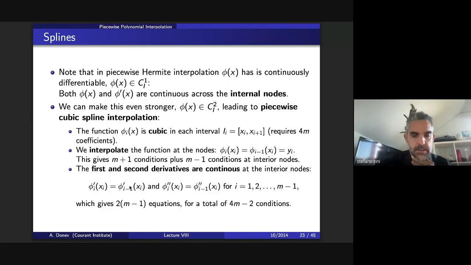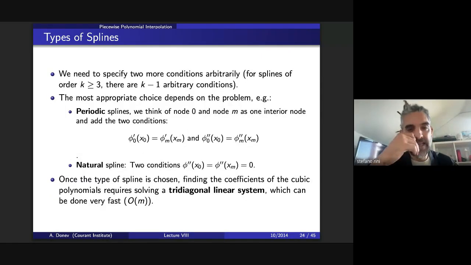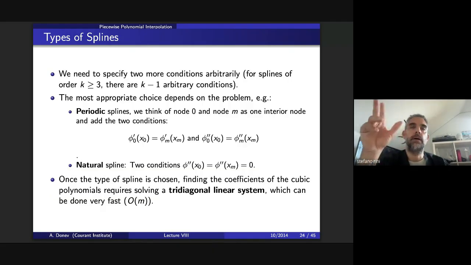So if we do this, we have 2m minus 1 equations for the second derivative and 2m minus 1 equations for the first derivative. So we have a total of 4m minus 2 conditions. In order to fix this, we will need a polynomial with at least k equal to 3, so that everything works out. And it depends how you want to fix the edges. The edges are where you have to decide which behavior you want based on the conditions that you have.